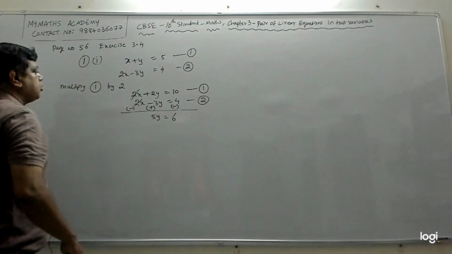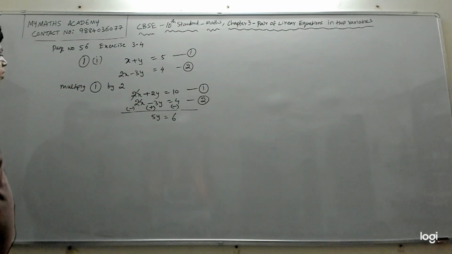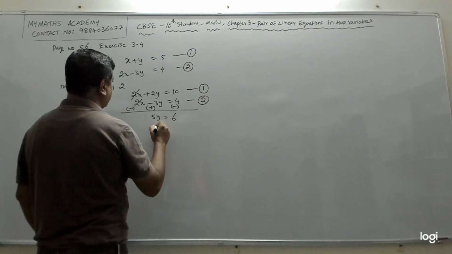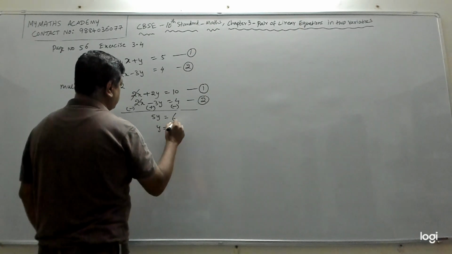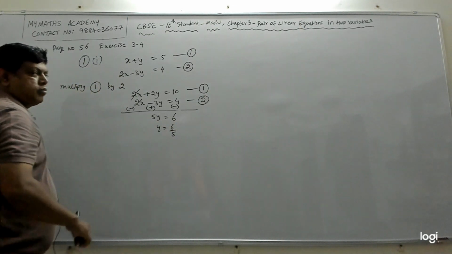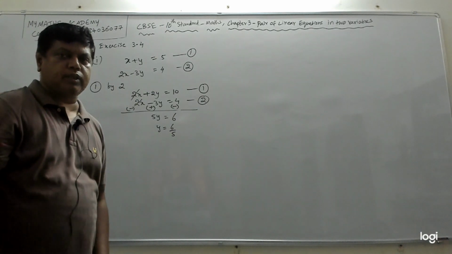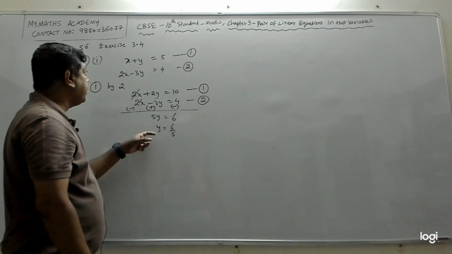Right? So what we have got now? We have got 5y equal to 6. So that gives me y is equal to 6 by 5. Now we have found y. Now we need to find x.